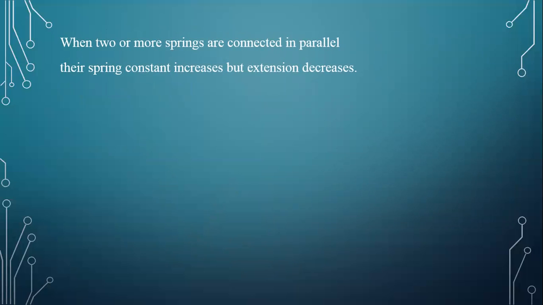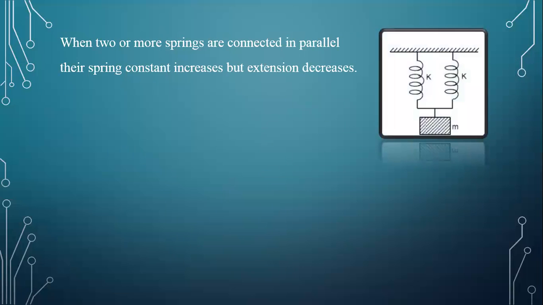Now, when two or more springs are connected in parallel, their spring constant increases, but extension decreases. कि जब दो या दो से ज्यादा स्प्रिंग्स को एक दूसरे के पैरेलल कनेक्ट कर देंगे तो इनके स्प्रिंग कांस्टेंट की वैल्यू यानी K की वैल्यू इंक्रीज हो जाएगी, लेकिन जो एक्सटेंशन प्रोड्यूस होगा दैट विल डिक्रीज. फॉर एग्जांपल, देयर आर टू स्प्रिंग्स having spring constant K as well as K.